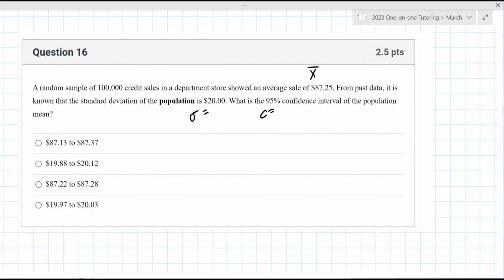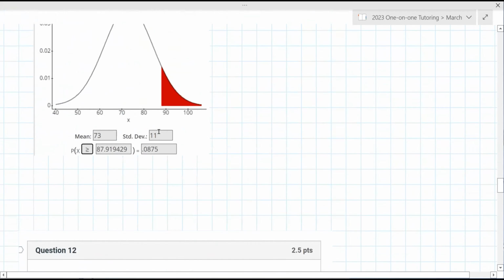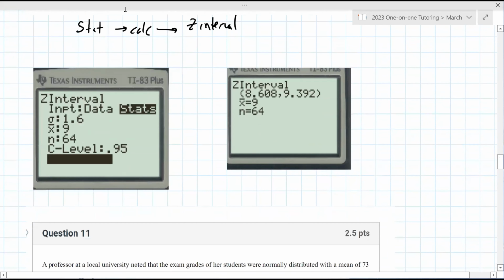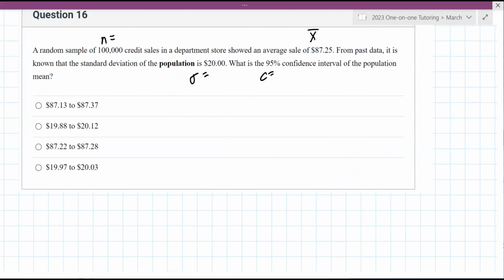So you have a formula for this, but you can also use your calculator. And that's what I recommend that we do here. If you remember earlier, I went back to this earlier problem here. You're going to go to stat, calc, z interval. The reason it's a z interval is because you know the population standard deviation, you know that sigma is there. So you need sigma, x bar, n, and c. You have all of those. All right, so let's go back to the calculator on that one and take a look at that.